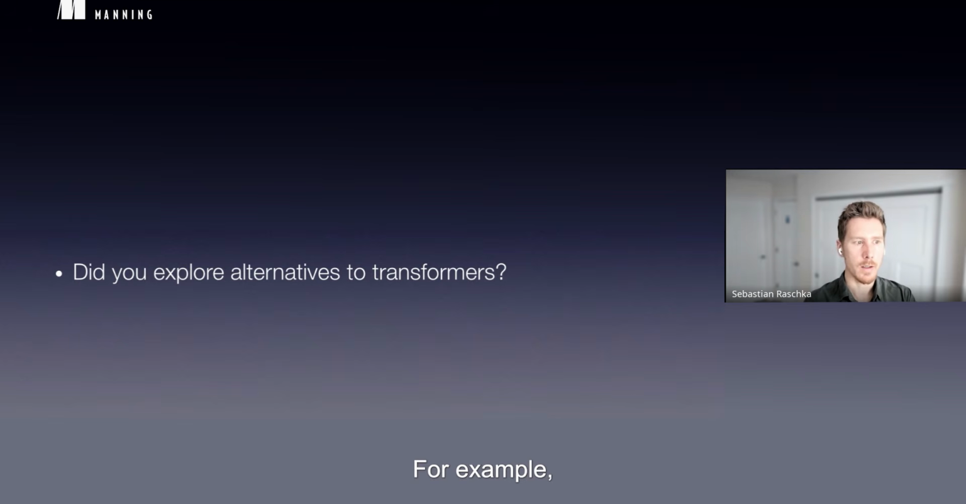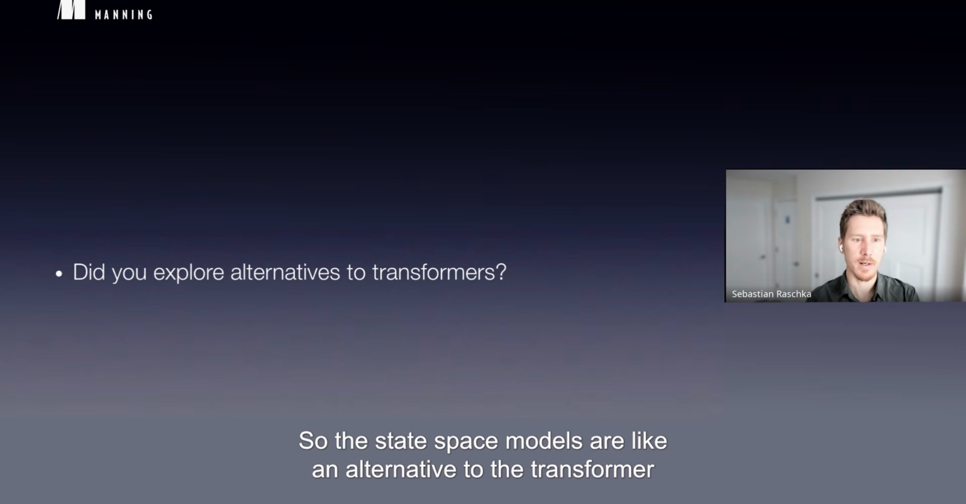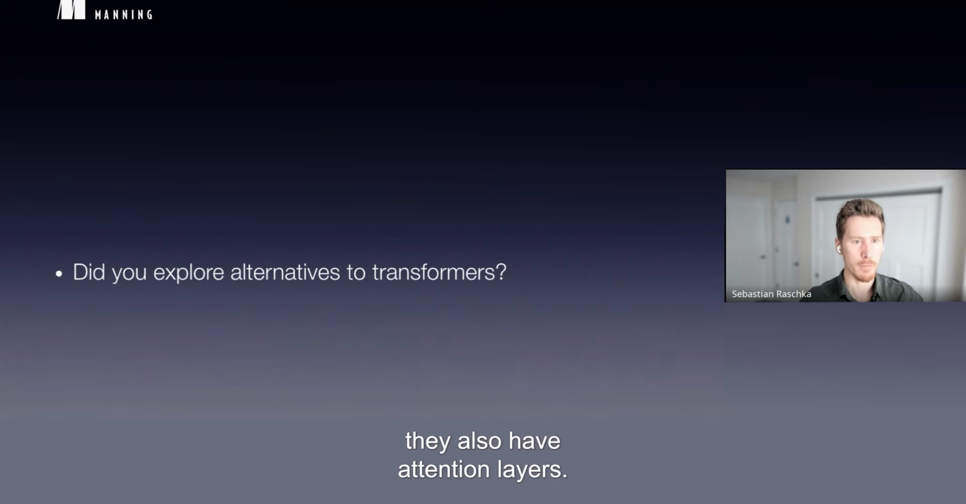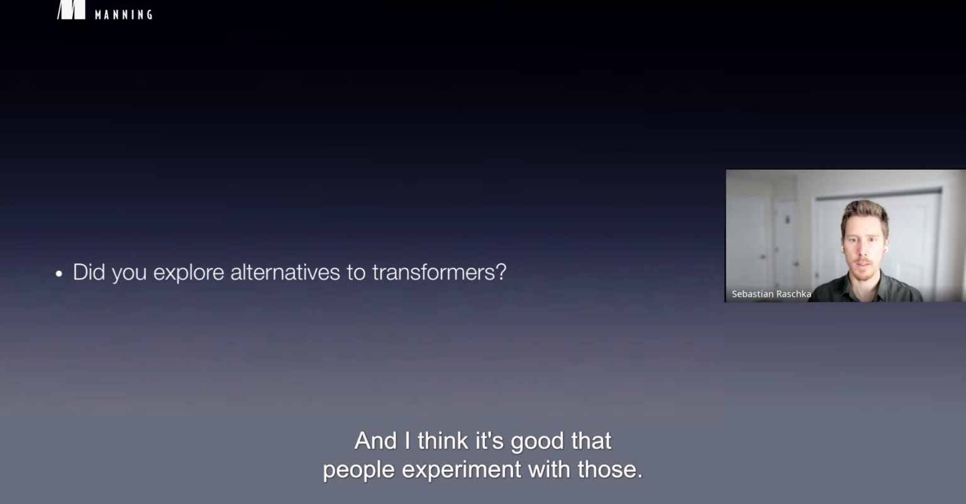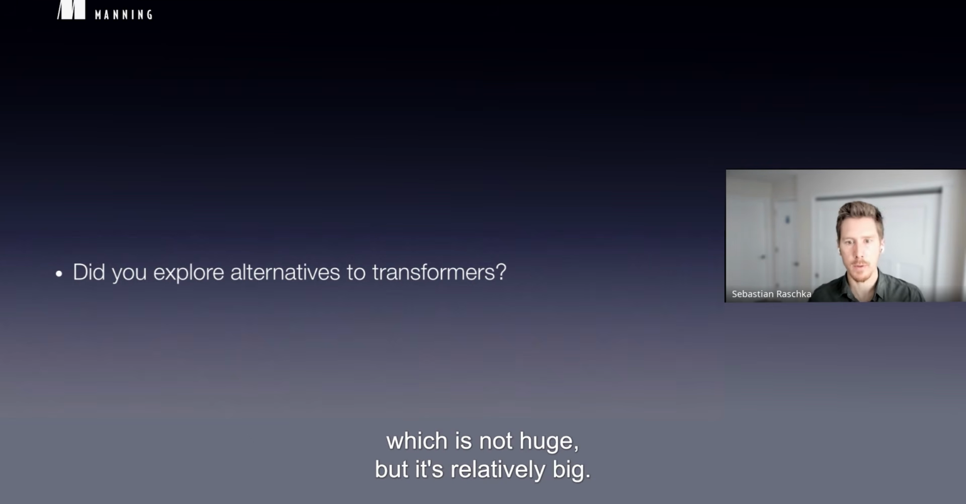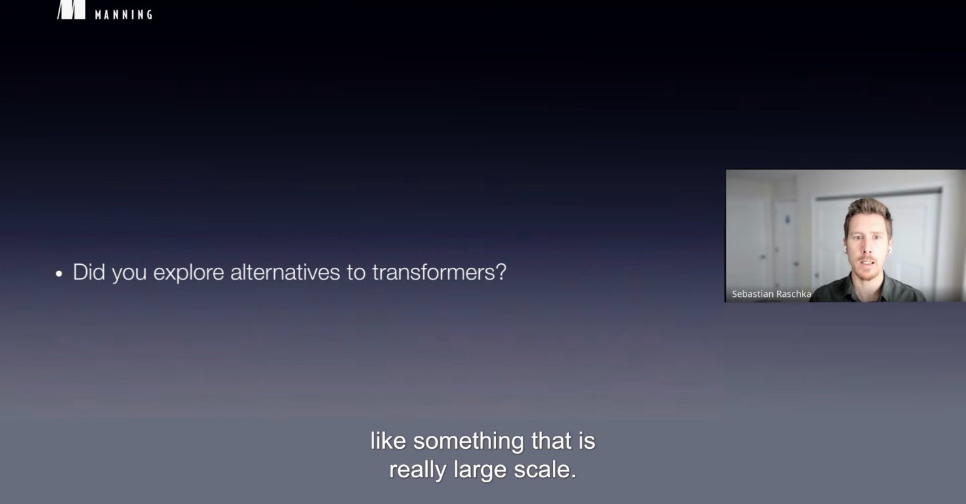For example, there is Mamba. There's also Samba and Jamba. Lots of interesting terms. The state space models are an alternative to the transformer, and some of them, like Samba and Jamba, also have attention layers. They are basically hybrids. They are interesting, and I think it's good that people experiment with those. Some people even train them at an 8 billion parameter scale, which is not huge, but relatively big. They are quite capable, but no one knows yet how they would compare to something like a ChatGPT-level LLM, something that is really large scale.